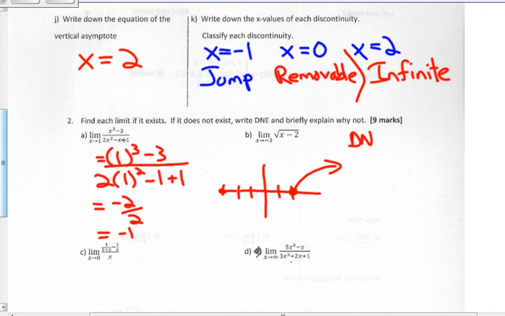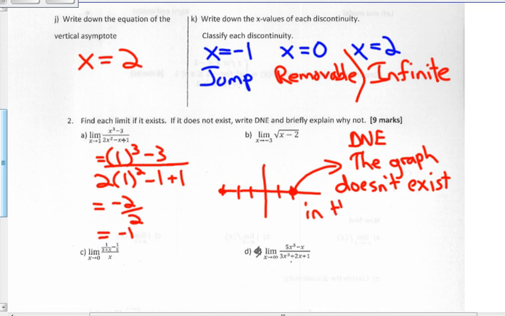So does not exist. We could say the graph doesn't exist in the neighborhood of x equals -3.